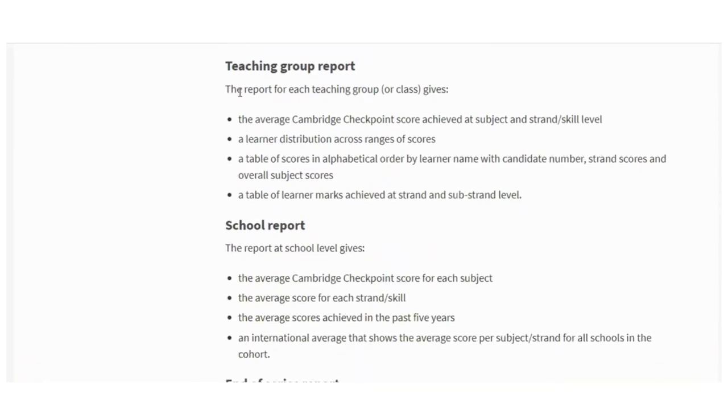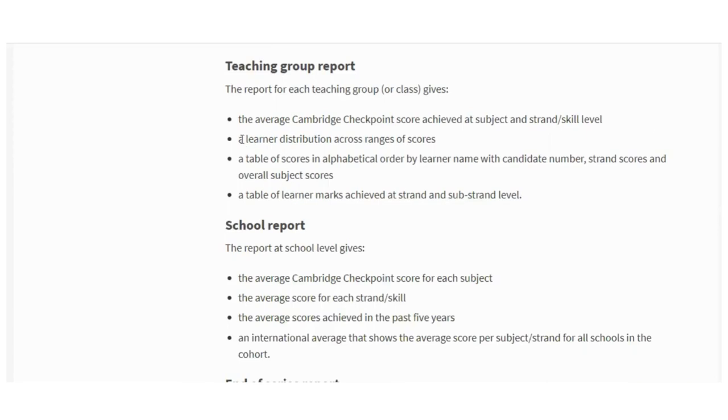Then coming to the teaching group report, right? The teaching group report would be more for the teacher. It will be more for the heads in the school, and for the individual teachers that are teaching the subjects. You can see that Cambridge gives a report for each subject and strand level for each teaching group. So if you come in for grade 5 first class, then as a class, they will get a score for the overall subject and for the skills as well.